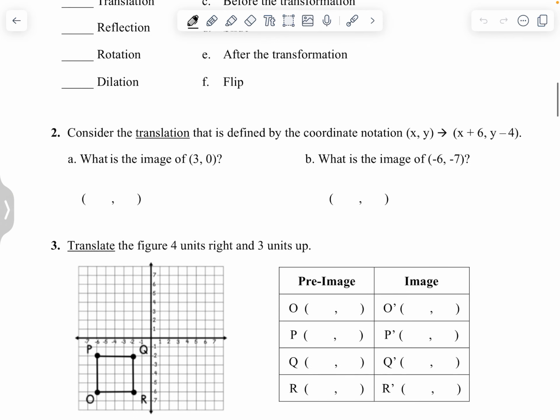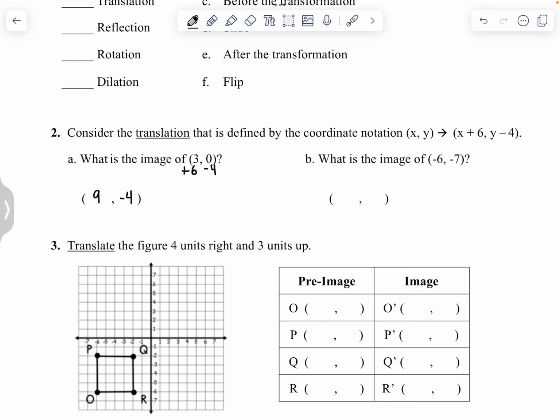So it says, consider the translation that is defined by the coordinate notation or the rule x plus 6, y minus 4. So it looks like we're going to the right 6, and then we're going down 4. And then it asks, what is the image of (3, 0)? And so what is the after? After we go plus 6 and minus 4, our image is going to be at (9, -4).